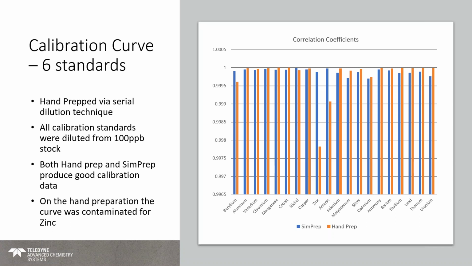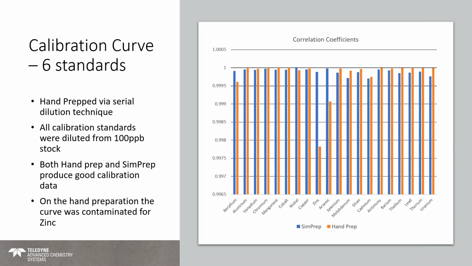However, you can see the zinc line there in the orange is actually a bit lower. It's about a 0.9978, something like that. And that's likely due to some contamination that came in with the hand preparation, specifically for zinc and possibly there on arsenic. And as you can see, we didn't have anything like that on the SimPrep, which produced slightly more reliable results.